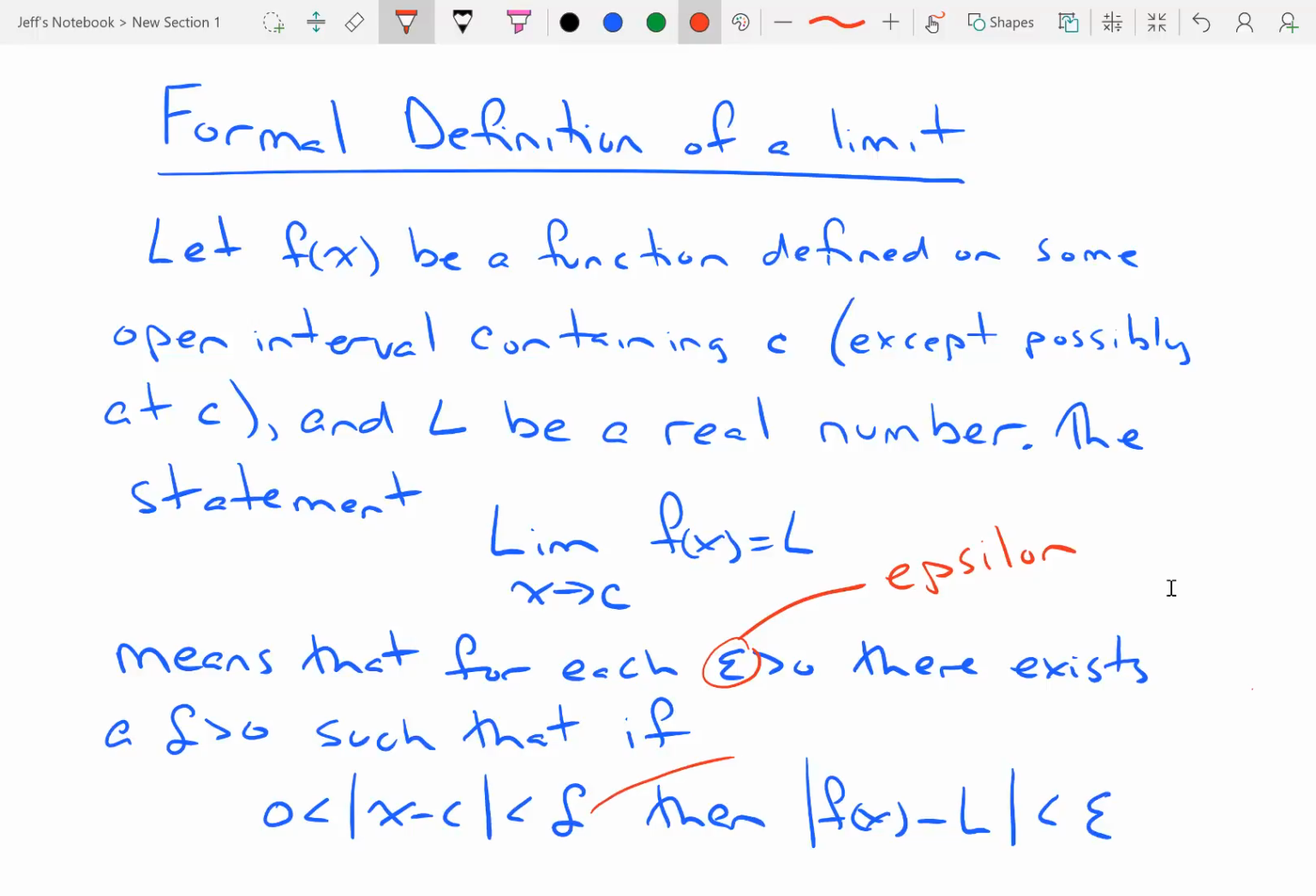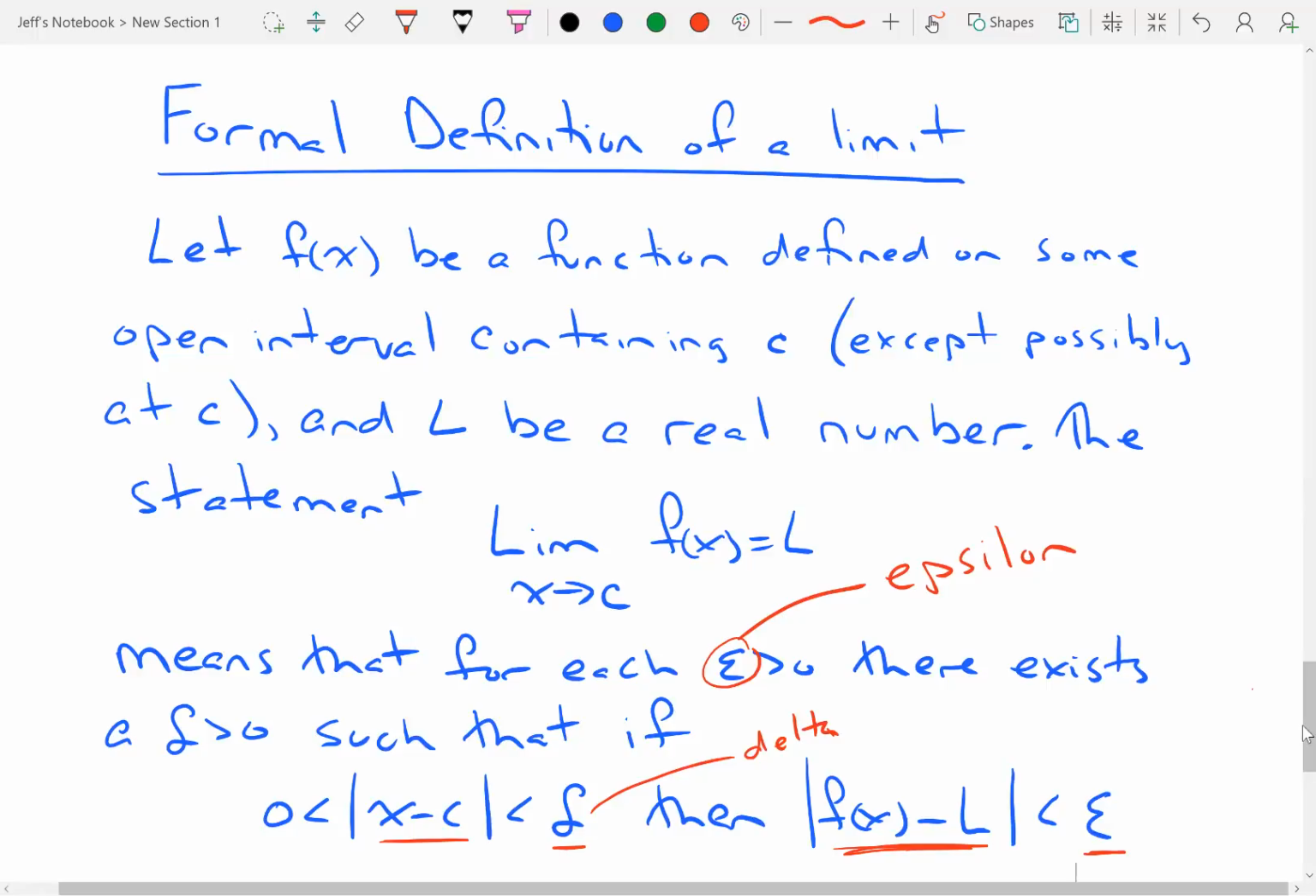And then this is the Greek letter delta. And delta was the value that I was giving you back. So you gave me a tolerance that was on the y-axis, and I gave you back a tolerance that was on the x-axis. So it means that for each epsilon bigger than 0, there exists a delta such that if the distance between x and c is less than delta, then the distance between the function and the limit has to be less than epsilon. All right, we're going to come back to that, and this is really confusing at this point. So if you're confused, then you're in exactly the right place.